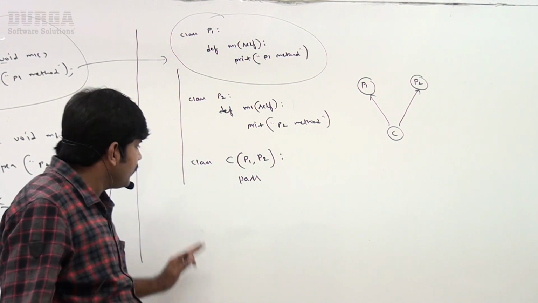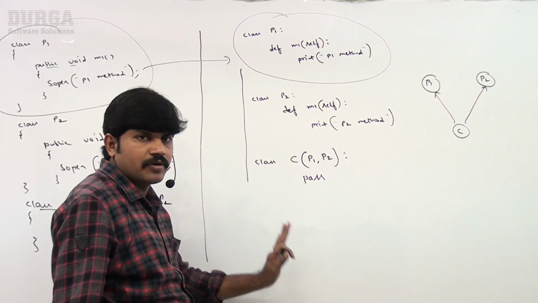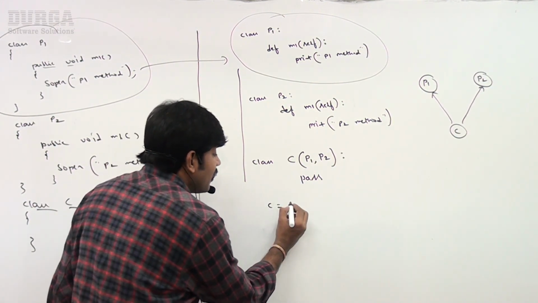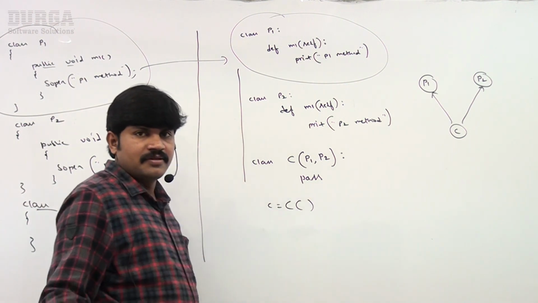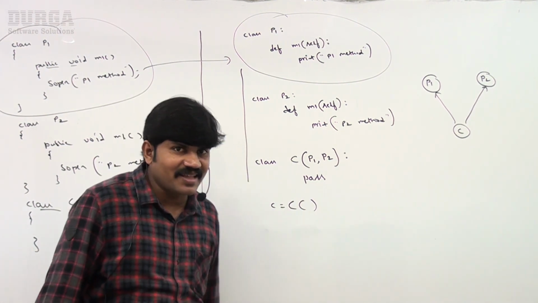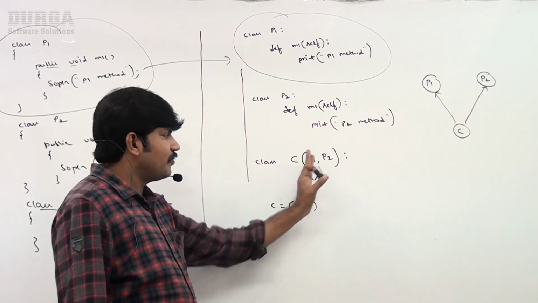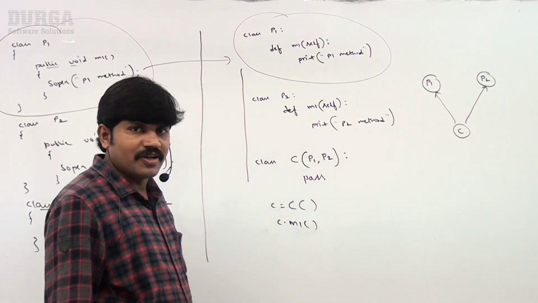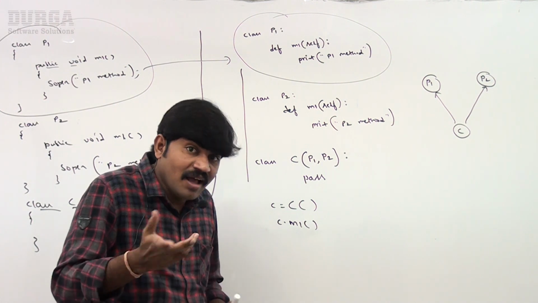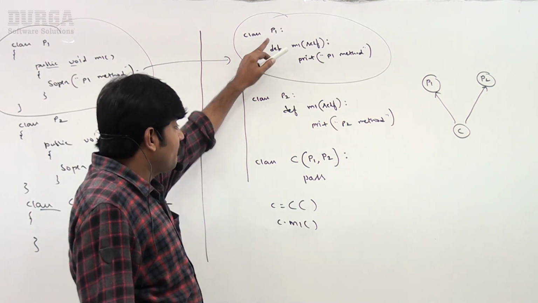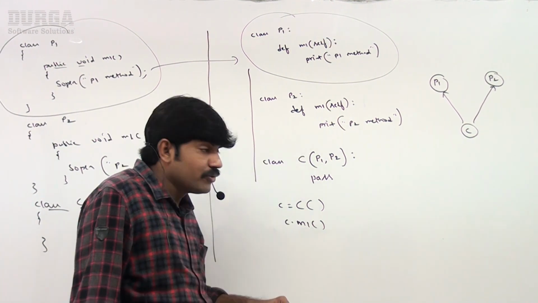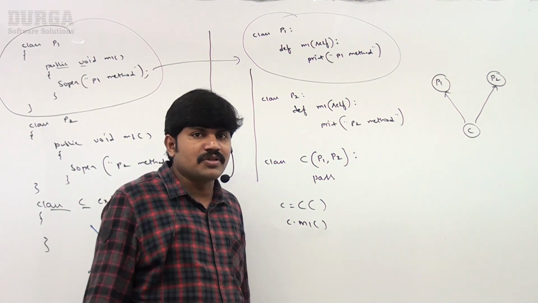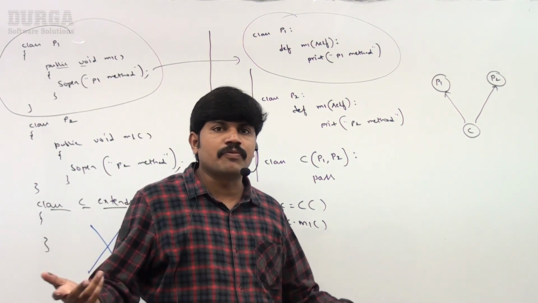Now my target, observe very carefully about this one, is to create a C class object. How to create a C class object? C, like this. The new keyword is not there in Python. That's all, C. The C object got created. If I call C.m1, which m1 method has to come? One m1 method is coming from P1, another m1 method is coming from P2. Which m1 method is going to come? In Java, there is no way to solve this problem. That's why Java won't provide support for multiple inheritance.